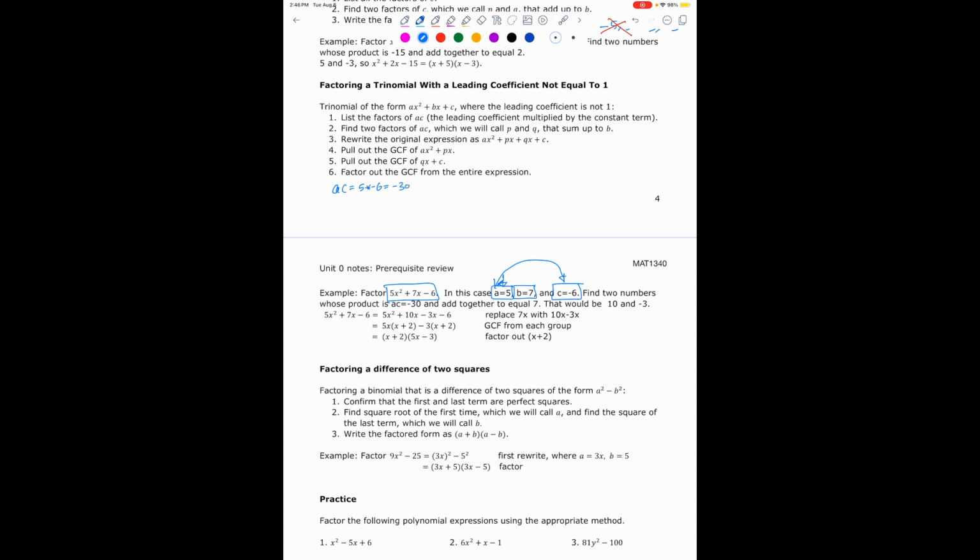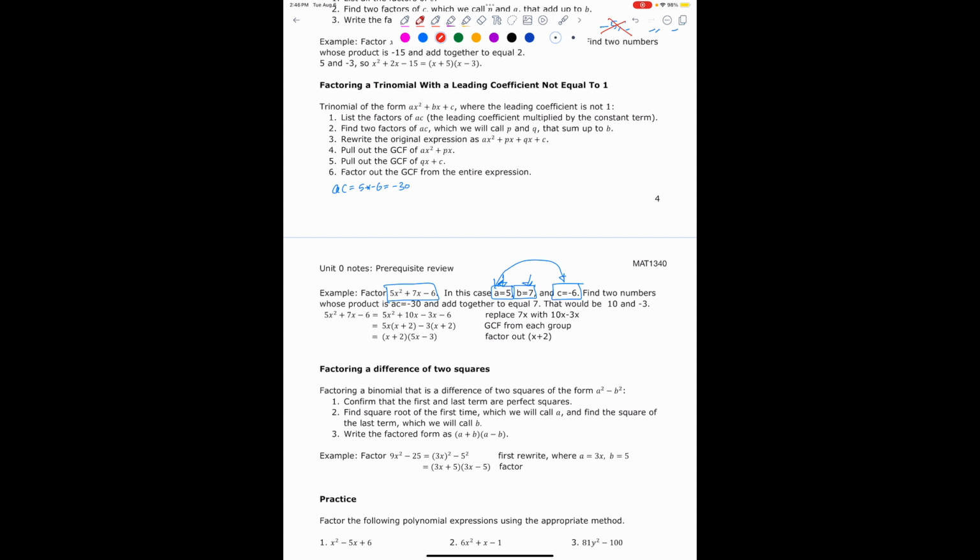Now, I want to split up negative 30 into two numbers so that the product of those two numbers is AC, and the sum is the middle term, which is 7 in this case, b, which is 7. The factors of AC are, I have several options.